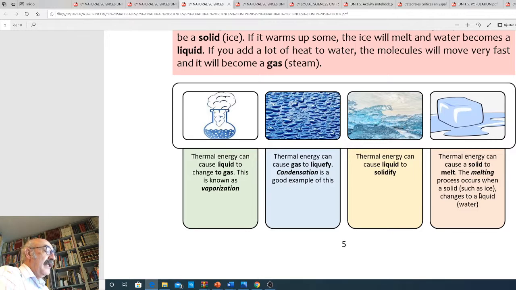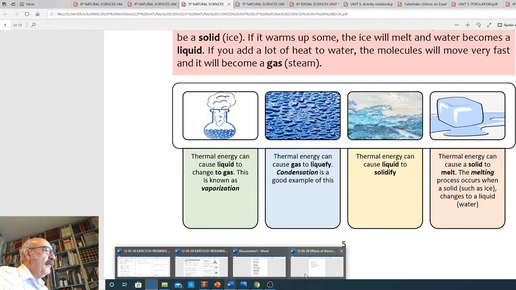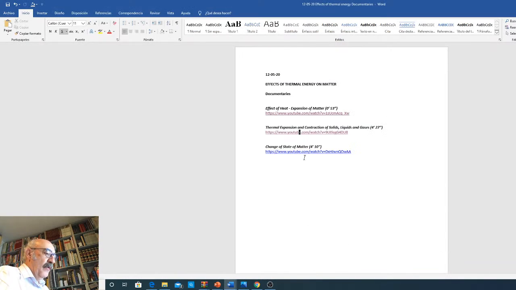And you can even have another two different changes of state. We're going to see them in another clip. From gas directly to solid, this is called sublimation. So let's see another clip.